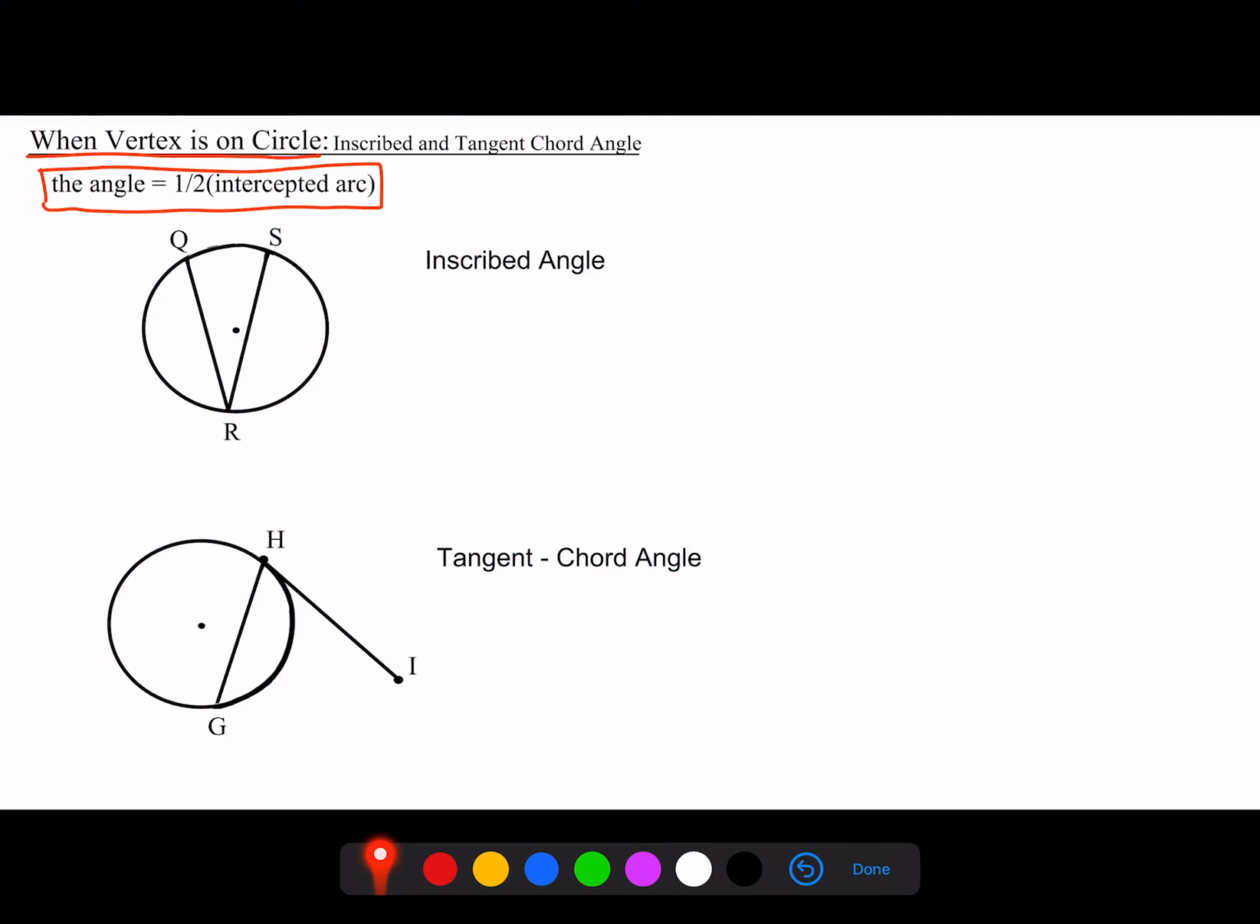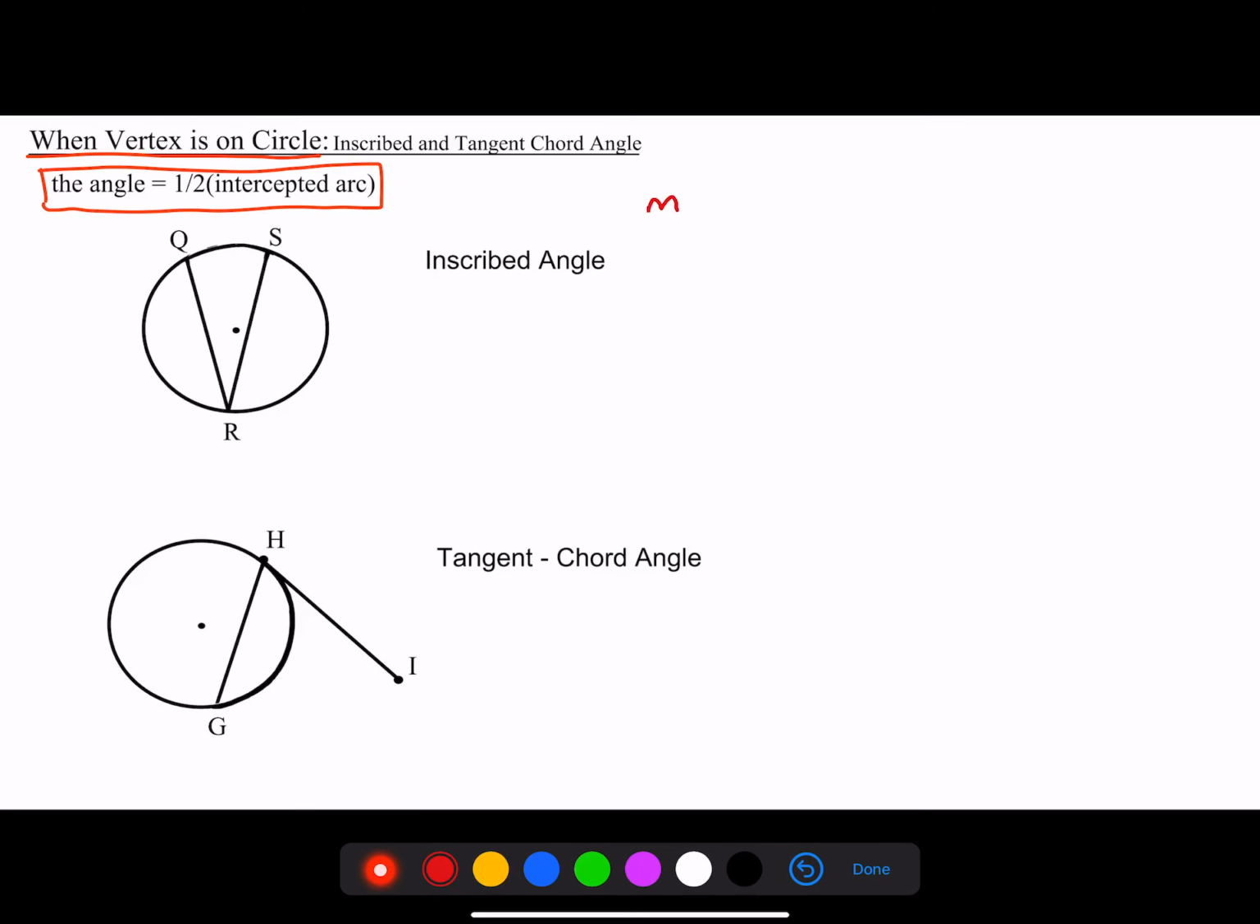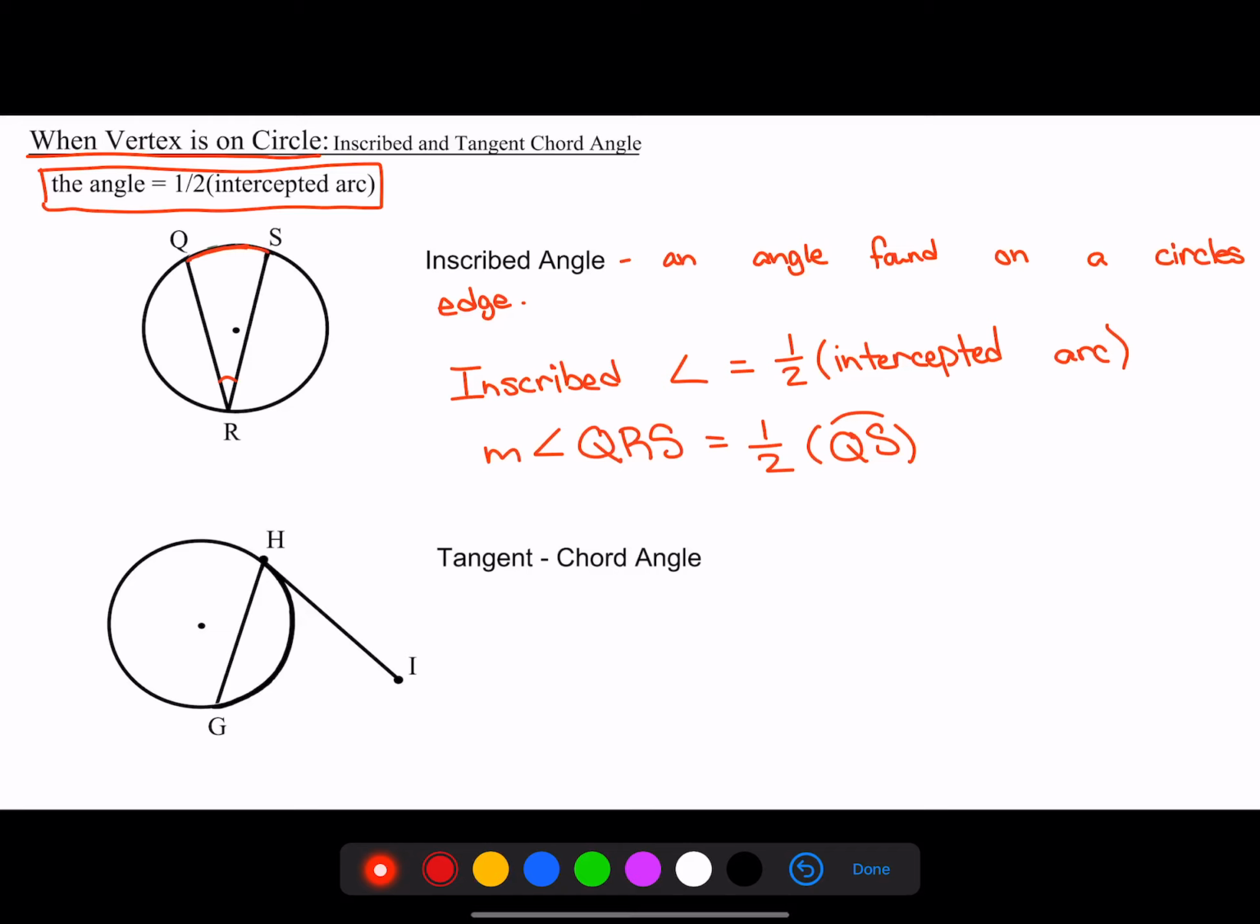Next, here's the equation that we'll use when our vertex is on the circle. So if the vertex of our angle is on the circle itself, lying on the circle, as we can see with point R and point H, that means that our angle, in this case of number 1 up here, the measure of angle R is equal to 1/2 the arc that it's facing. So in this case, 1/2 the measure of arc QS. So it'll always be 1/2 of the arc that it's facing.